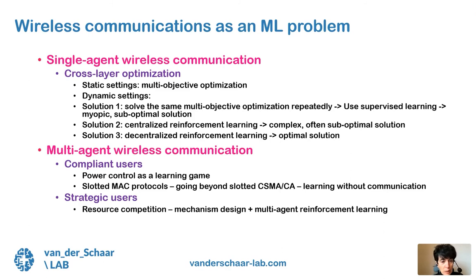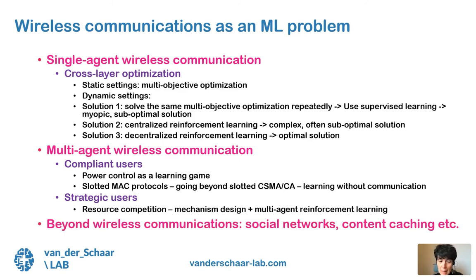Subsequently, I will move to the multi-agent wireless communication setting, where I'm going to first discuss a scenario in which multiple users are sharing spectrum and are compliant with the protocols prescribed to them. I'm going then to move to the strategic setting where wireless users are competing for resources. I'm going to then go beyond wireless communication and talk about how these ideas can be applied in social networks, content caching, etc.